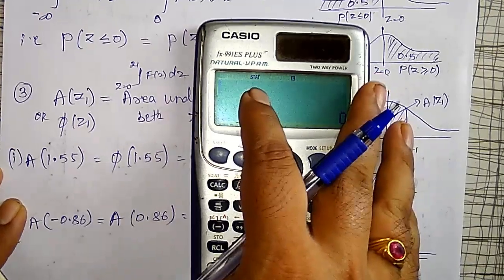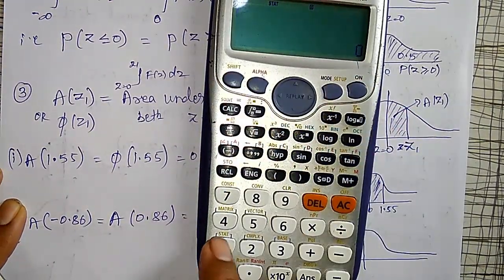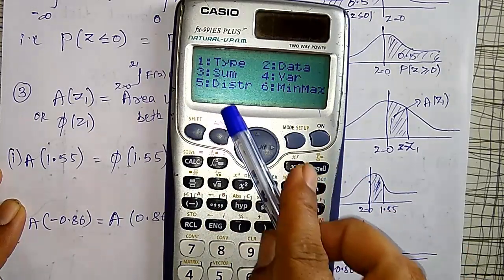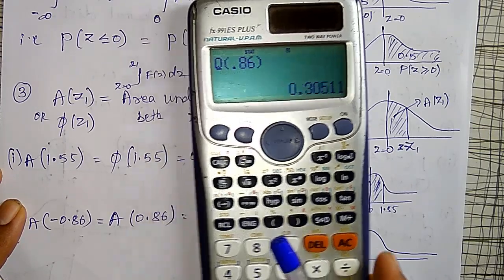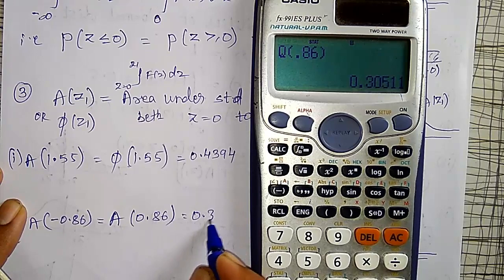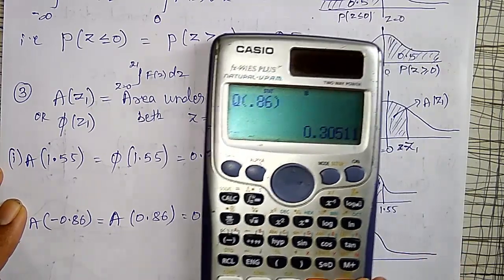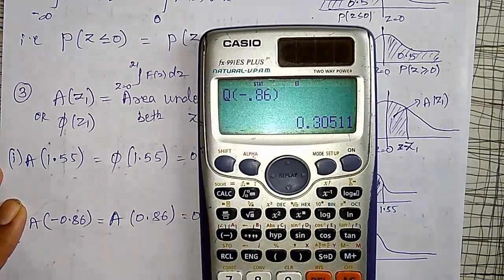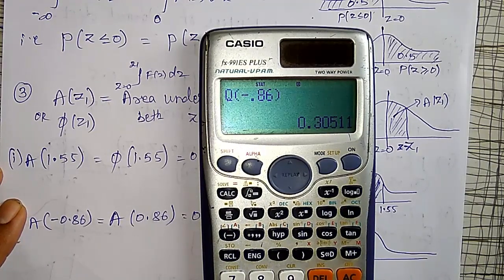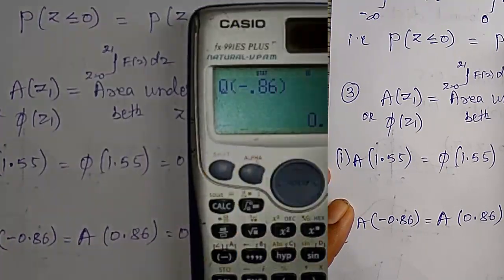First, you have to keep it in stat mode. Shift 1, that will come, 6 options will come. Out of that, the distribution I want, option number 5. In that, Q you have to find, which is option 2. Here 0.86 you can put, its value is 0.3051, or you can even put the minus value also here. Then also it is going to give the same answer. Area on both sides is the same. Like that, I am going to discuss how to find different values.